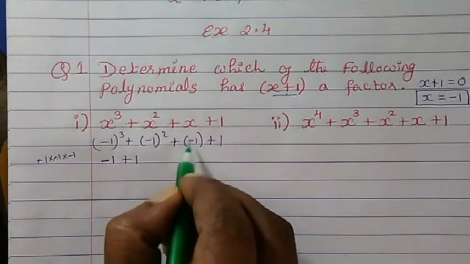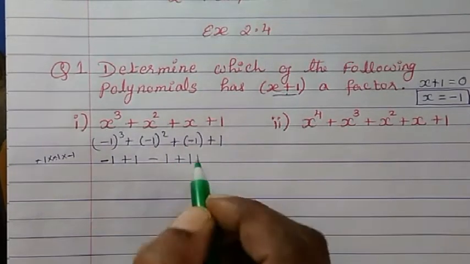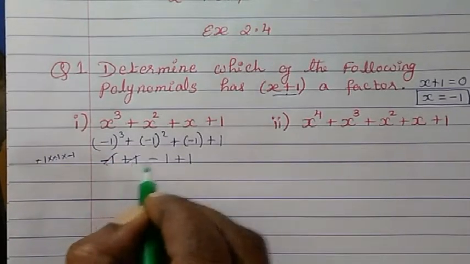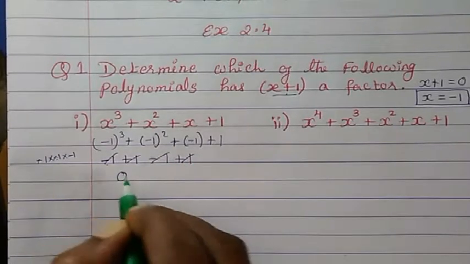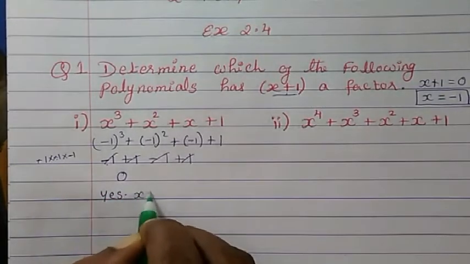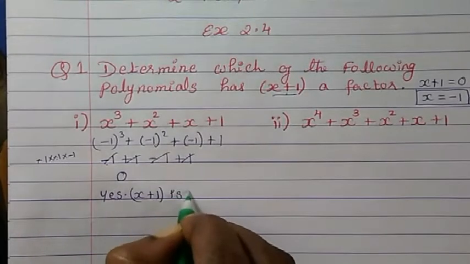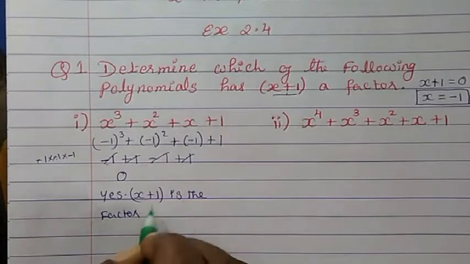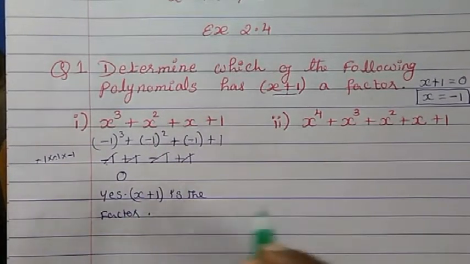Now this plus into minus will become minus, so we'll get minus 1 and then plus 1. Now let's see, minus 1 plus 1 will get cancelled. So we have 0. Therefore we can say yes, x plus 1 is the factor of this polynomial.